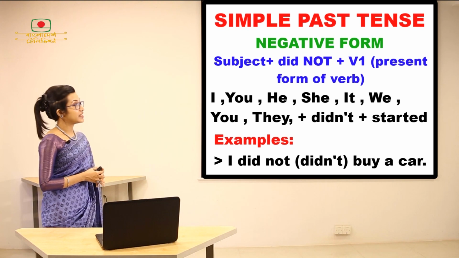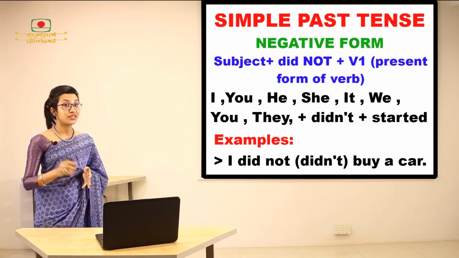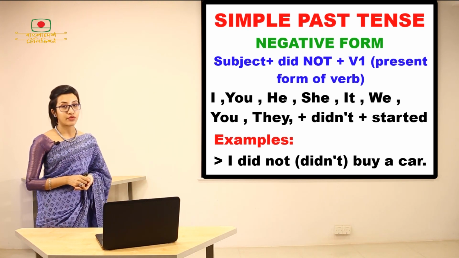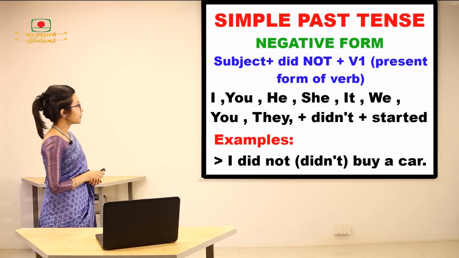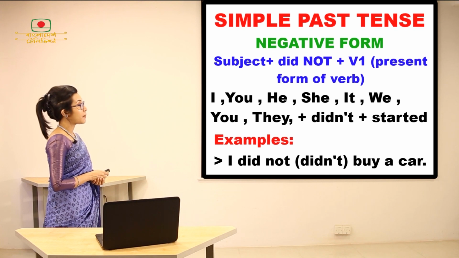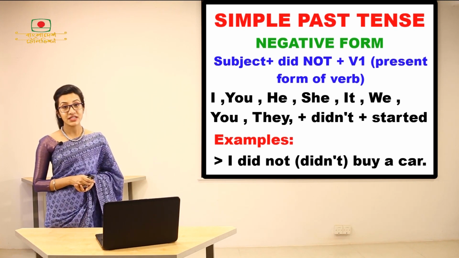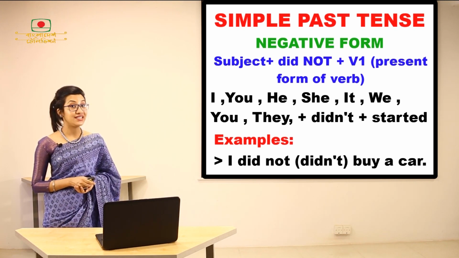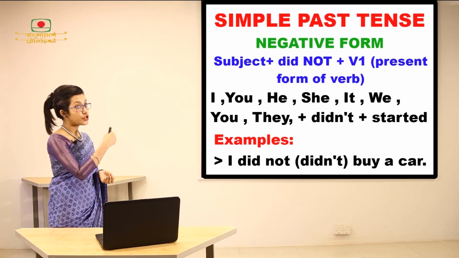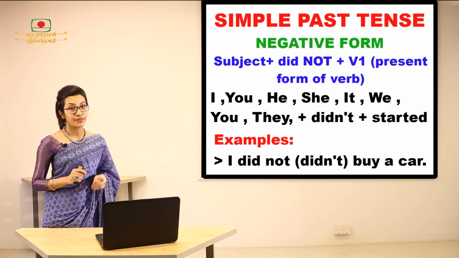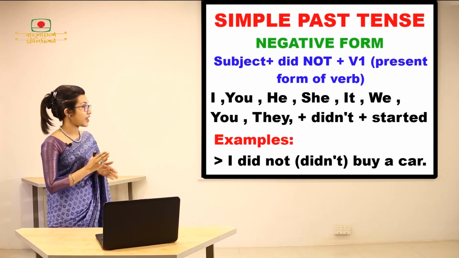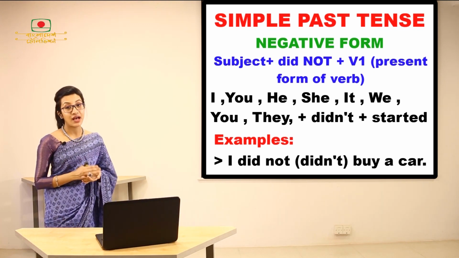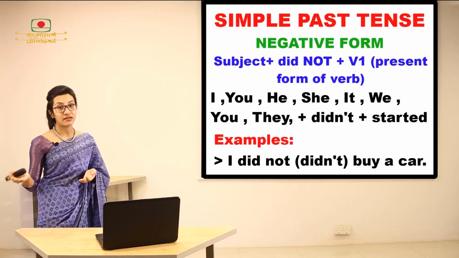Now if you want to make it negative, we can just use did not, and then we are going to use the present form of the verb. For example, I did not buy a car. As you can see, as we have used did not here, we are not using the past form bought. Did itself is in past. For that reason, we have used buy here. I did not buy a car.